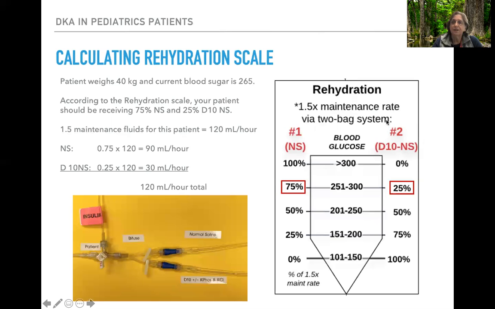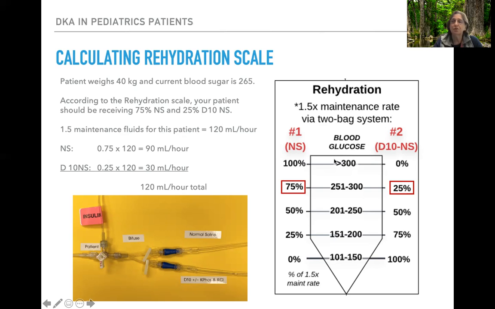Now we're introducing this rehydration scale. So for calculating this, we're going to look at it. First, we're going to see 1.5 times maintenance via the 2-bag system. So number 1 bag is your normal saline. When your blood glucose is greater than 300, it's just going to be normal saline. It's going to be 100% normal saline, no dextrose containing fluids.